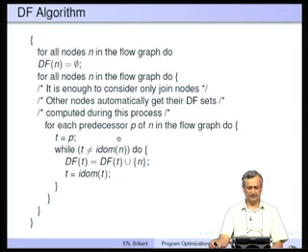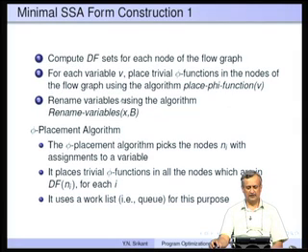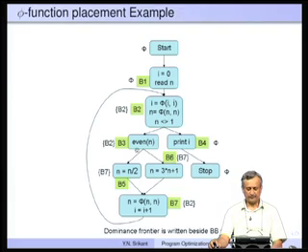So, this is the algorithm. Now, the first step is placement of the phi. This requires computation of the dominance frontier of each node in the flow graph. For the phi placement algorithm, we pick the nodes n I with assignments to a variable, then place trivial phi functions in all the nodes which are in the dominance frontier of that node, and to do this we use a work list.